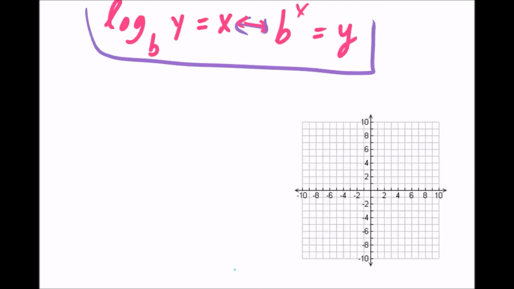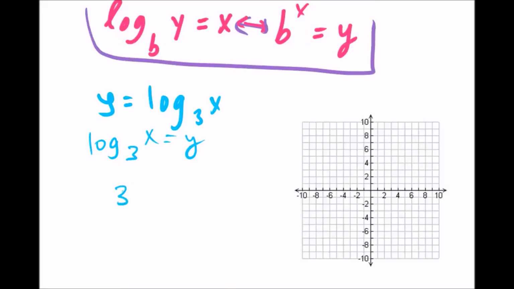The last thing you have to do is graph. So let's say it wants you to graph y equals log base 3 of x. You can't use the calculator to graph this. Like I said, it only understands log base 10 and natural log. So you need to change this to a form you can graph. So we're just going to rewrite that. Of course, I'm going to flip it around first because it's easier to look at. Log base 3 of x equals y. 3 to the y equals x. And then we're just going to plug in some points.